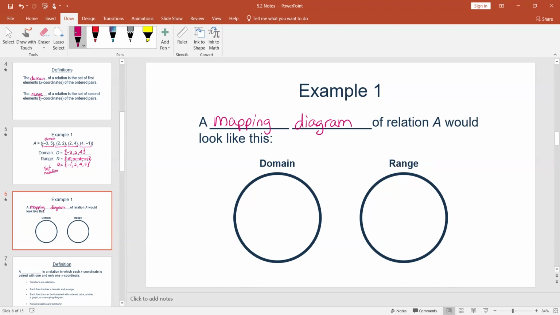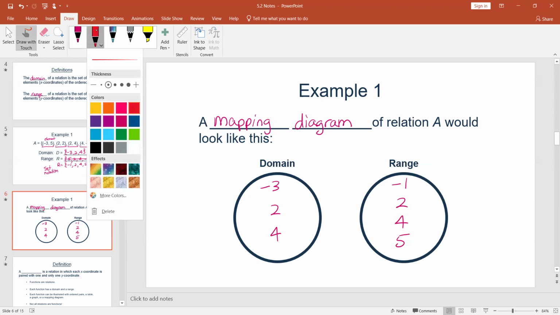And I think on y'all's example, you've got both slides right in front of you on the same page. I do not, but I'm gonna do my best here. So my domain is -3, 2, and 4. And my range was -1, 2, 4, and 5. So what we do to map this out, get a contrasting color here.